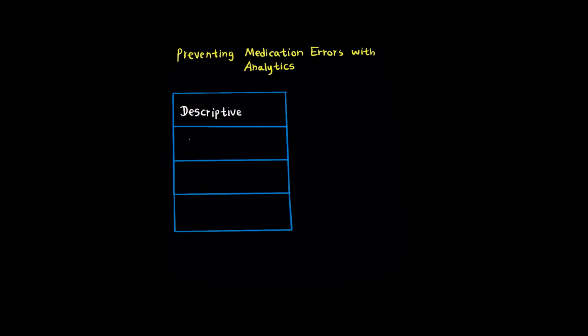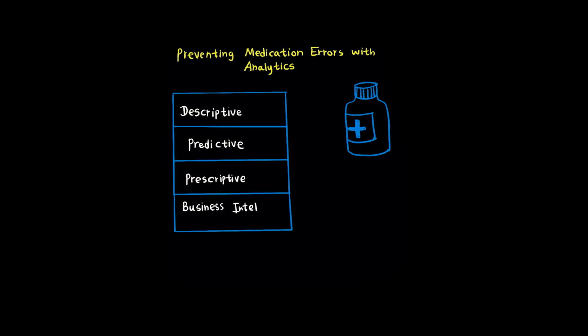Now let's dive into the power of data analytics for preventing medication errors. When tracking medication administration errors across departments, we have 4 main types of analytics to consider. Descriptive analytics tells us what happened. It's like reading yesterday's newspaper. But predictive analytics, that's our crystal ball. It looks at patterns in historical error data to identify when and where future incidents are likely to occur.